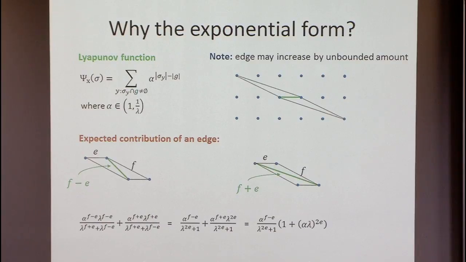So that's one reason why this alpha to the size of the edge is kind of handy. The other thing I want to say is how to prove that this function is a Lyapunov function.